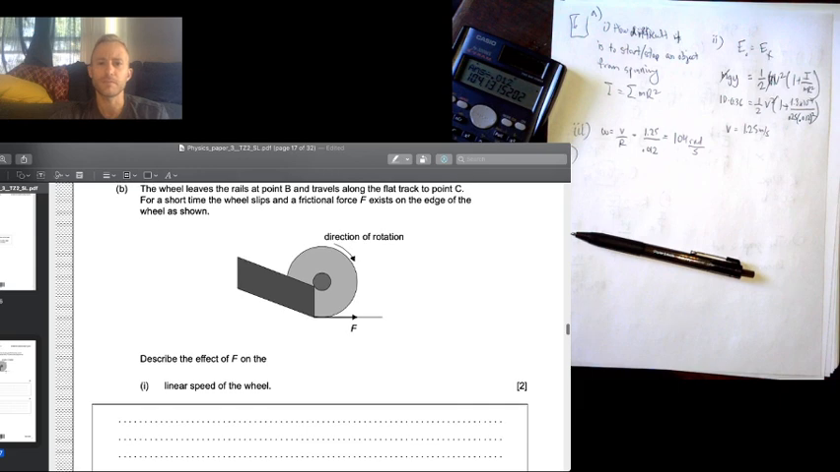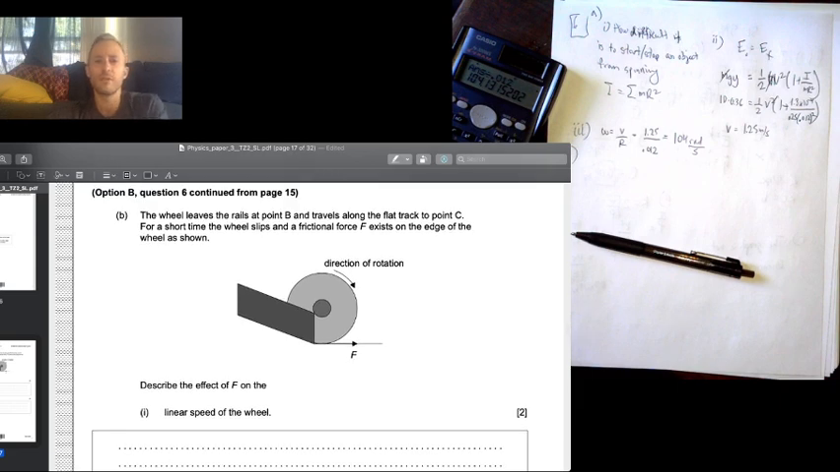All right. The wheel leaves the rails at point B and travels along a flat track to point C. For a short time, the wheel slips and a frictional force exists on the edge of the wheel as shown. Describe the effect of F on the linear speed of the wheel.